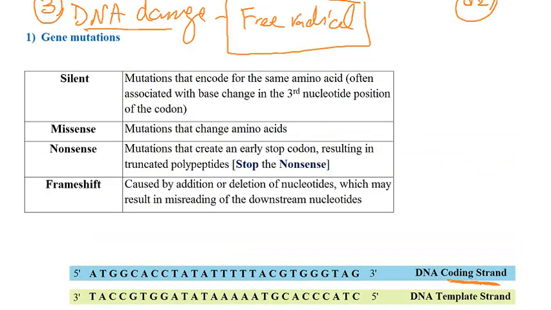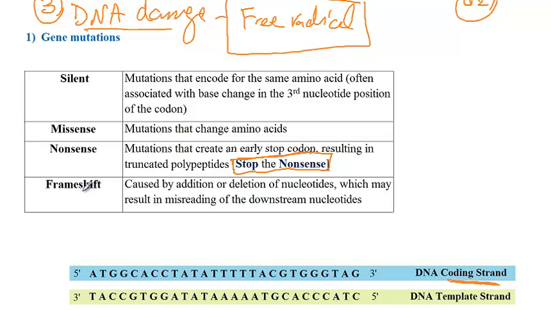And going back to this table, silent, there would be the same amino acid. Missense, it would change the amino acids. And then nonsense, an early stop codon will be created. And the memory aid that I have for you here is called stop the nonsense. So nonsense mutation is due to development of a stop codon.